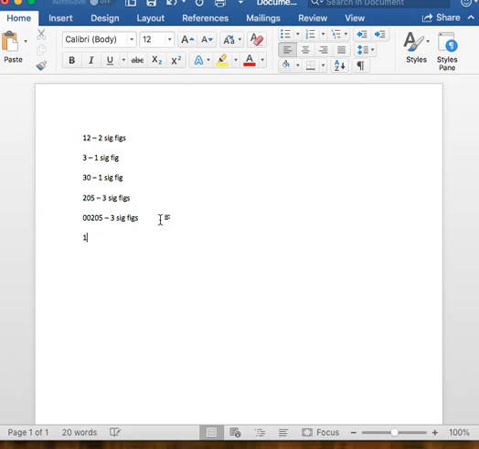What if we had 1, 0, 0, 2, 0, 5? In this case, every number here is significant. We have 3 non-zero numbers, and these 0 numbers are in between non-zero numbers. Therefore, we have 6 sig figs.